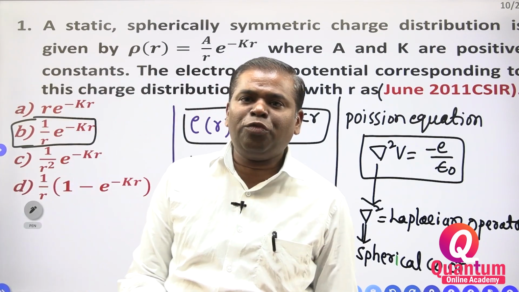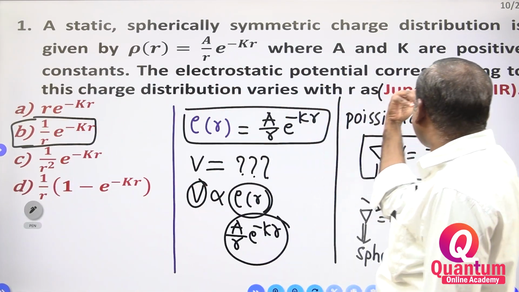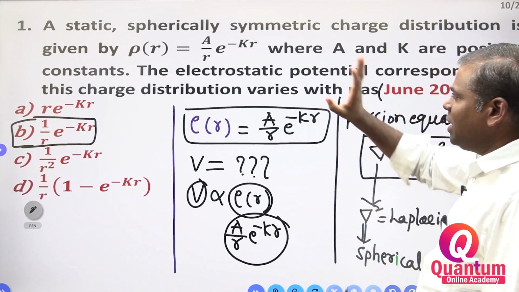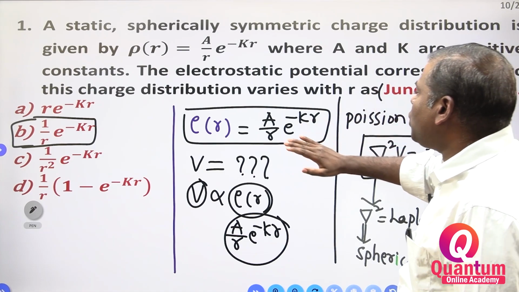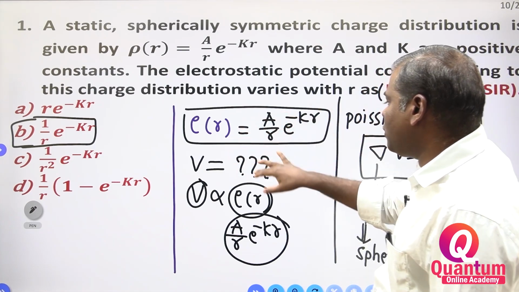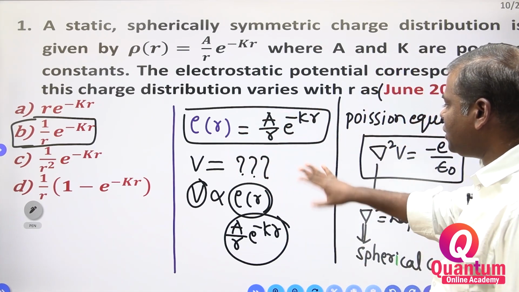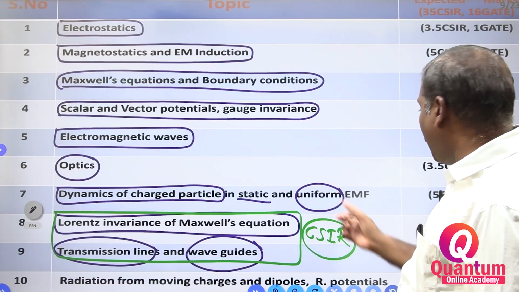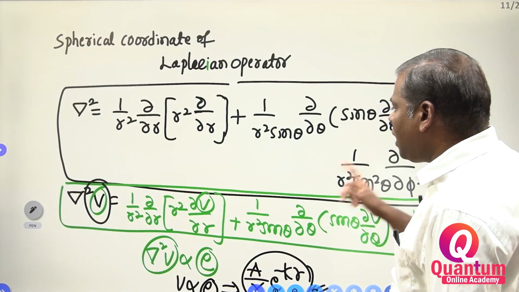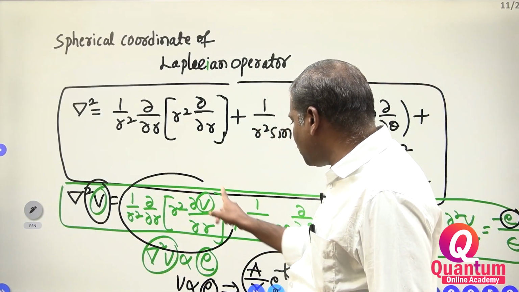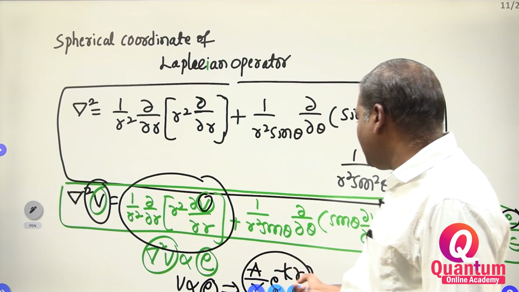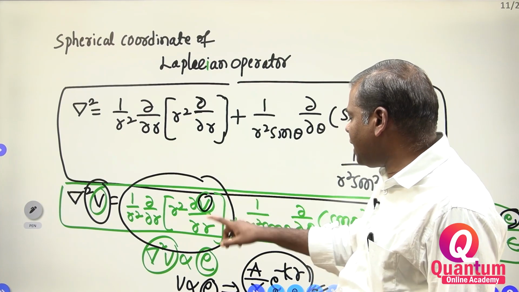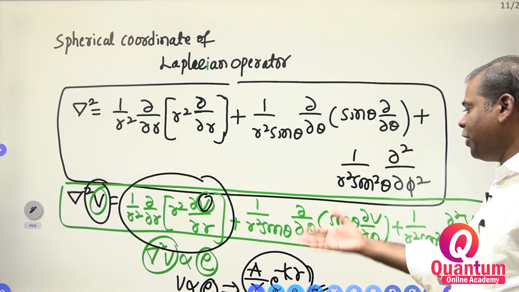This was a 3.5 marks question in the June 2011 examination. Like that we have to do. It is just simple. If they ask for rho of r, you have to substitute and find it. If they ask for the potential, you have to substitute V here, then calculate, and you will get the potential from this.